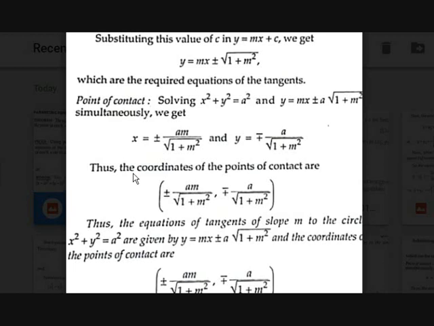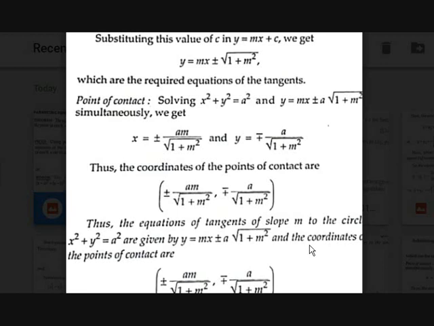But we should not call that the equation of the tangent. We should call that equations of the tangents, because we have plus or minus. We'll get two equations, right? For each equation, we'll get one coordinate, right? So for mentioning two coordinates, those two coordinates will have plus or minus sign. Okay, how can we get that? We can simply solve the equations x square plus y square is equal to a square and y is equal to mx plus or minus a root 1 plus m square.